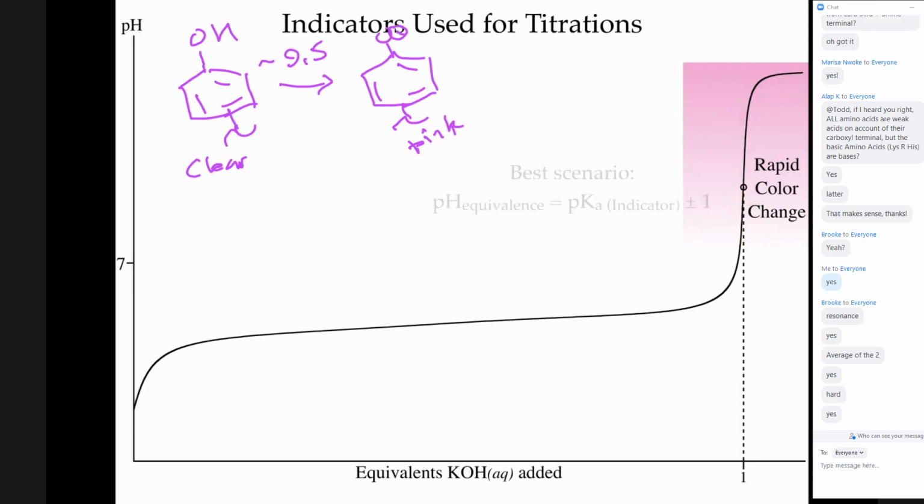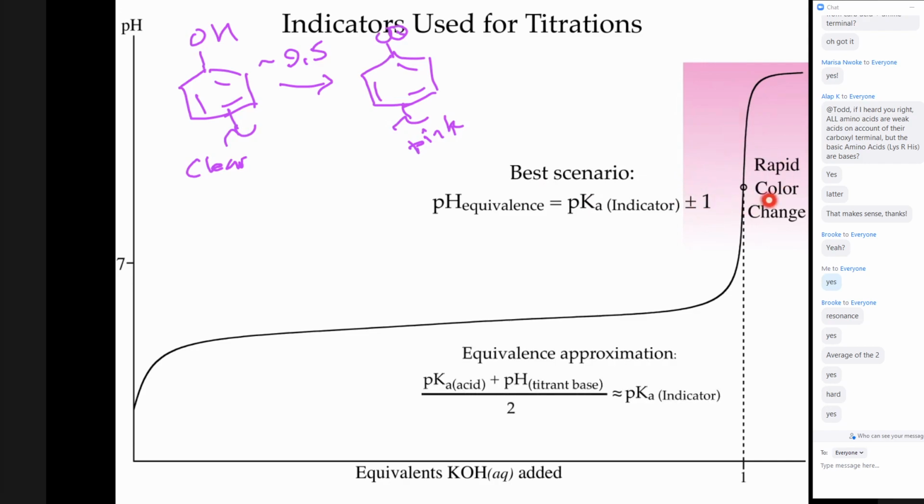Luckily in the MCAT, you just have to know the following. The best case scenario, you want the pH to equal the pK of the indicator, because you want the middle of this change there. But just like a buffer, you get about a plus or minus 1 ratio. And then want to revisit the pH at equivalence: it's pK of the acid plus pH of the titrant base divided by 2. You want the pH at equivalence to equal the pK of the indicator.